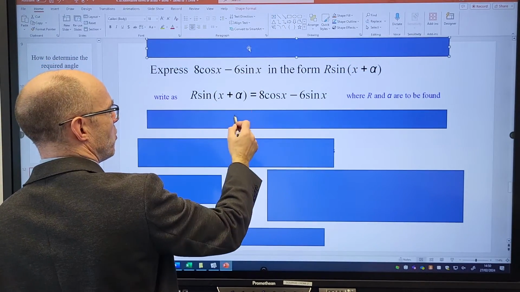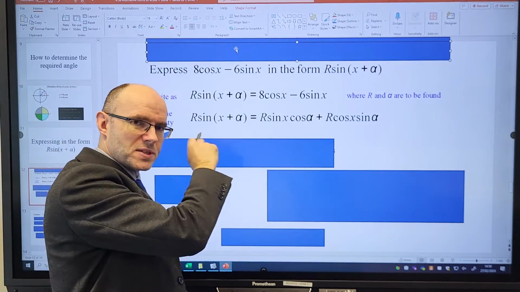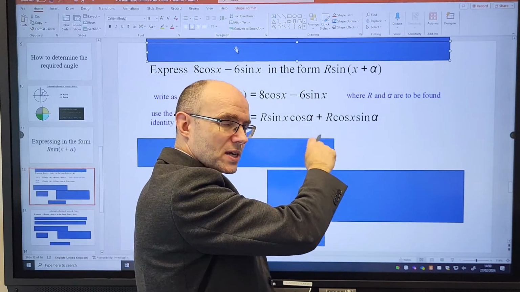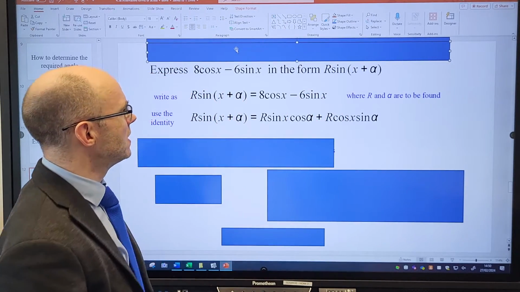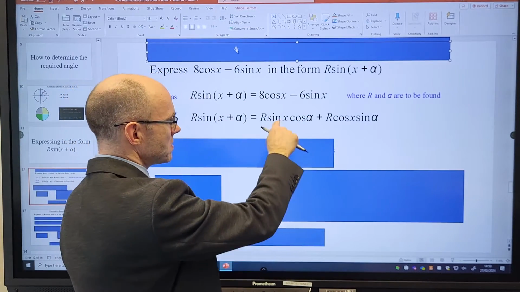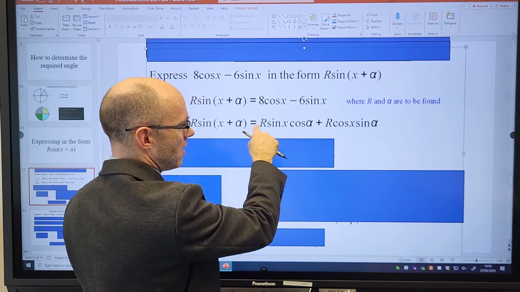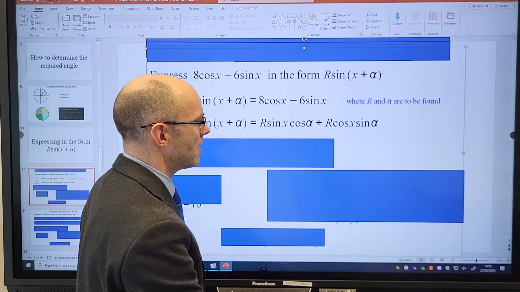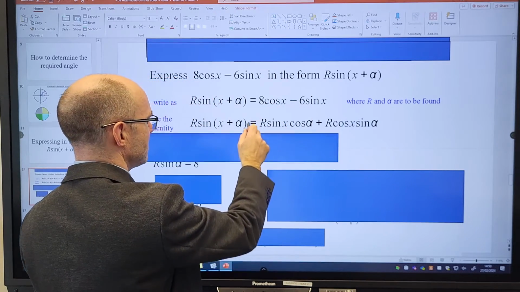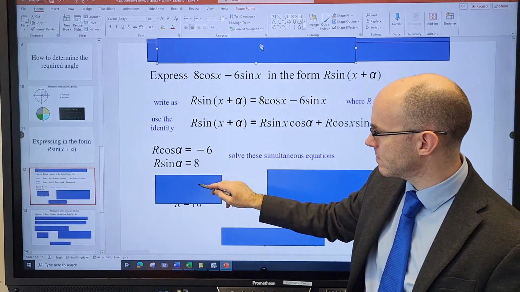As with before, you do exactly the same thing, except the identity is going to be r sin(x + alpha) this time. So sin x cos alpha plus cos x sin alpha, all times by r, and you just want to equate those two together. So get the sin x terms, that and that. So r cos alpha is going to be equal to negative 6. And then the cos x terms, that and that. So r sin alpha is equal to 8. So there they are. r sin alpha is 8, r cos alpha is negative 6.